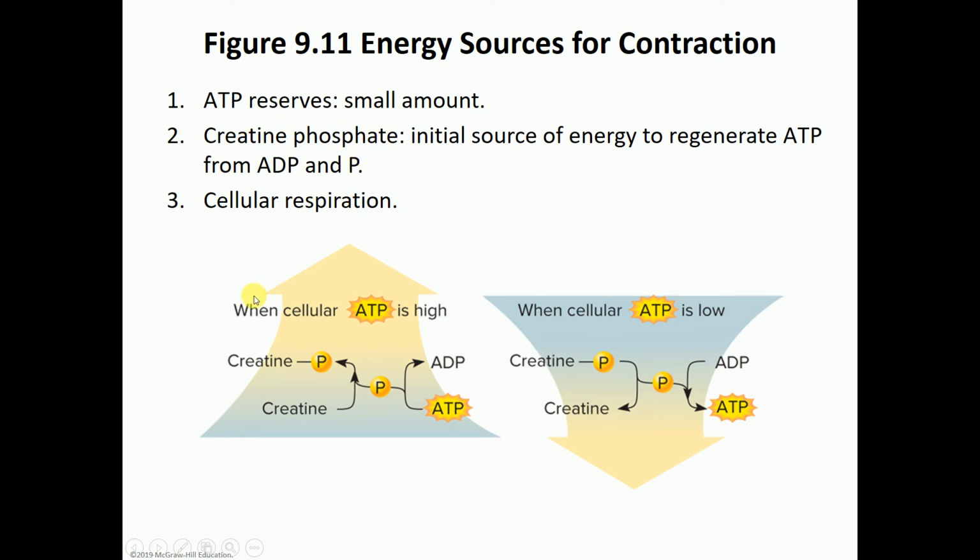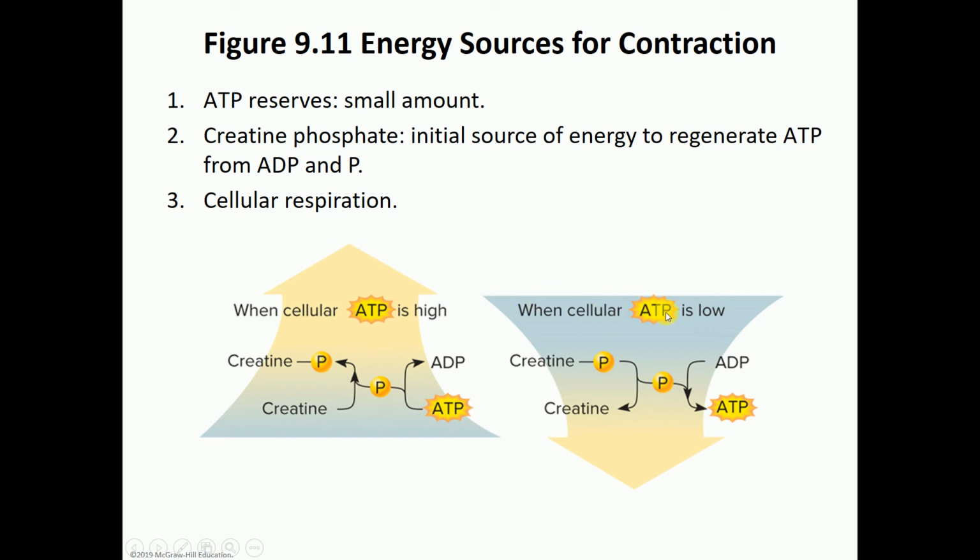And you can see what happens when ATP levels are high. We are going to go ahead and break down that ATP into ADP and phosphate, and that will release the energy that was stored in that energy bond. And again, so that we do not lose the phosphate, it is attached to creatine. Okay, so creatine phosphate, again, is your phosphate storage molecule.